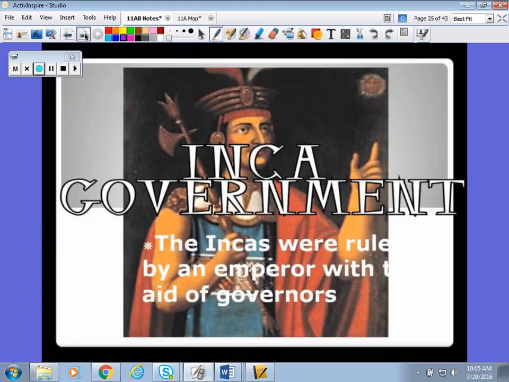Okay. Incan government, not the best slide here. Incan government was ruled by an emperor with the aid of governors, okay? So instead of like the Aztecs where we just have the emperor who's in charge of the whole empire, you have a big government, and the emperor is going to have regional governors.